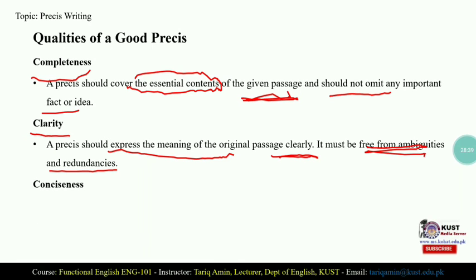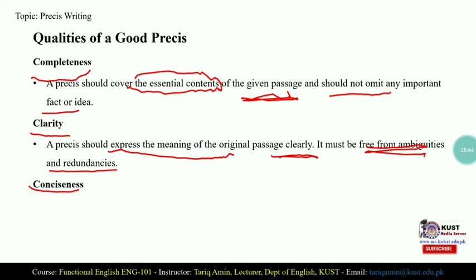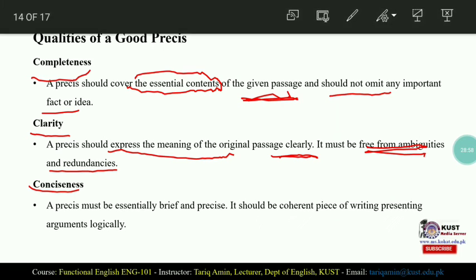The third and the last quality of a good Precis is conciseness. Your Precis should be concise and precise. It should discuss all the major important points of the original piece of writing in as few words as possible. A Precis must essentially be brief. It should be brief and concise. It should be a coherent piece of writing, presenting the argument logically.